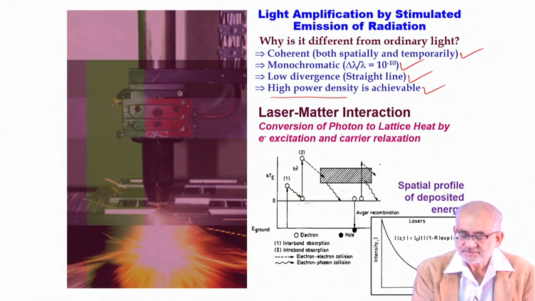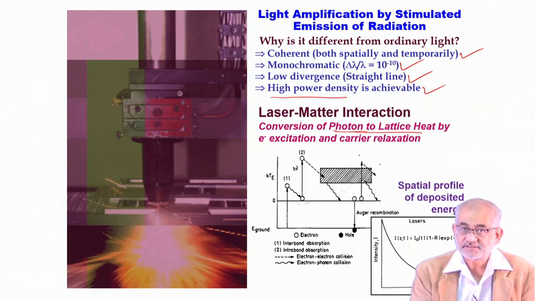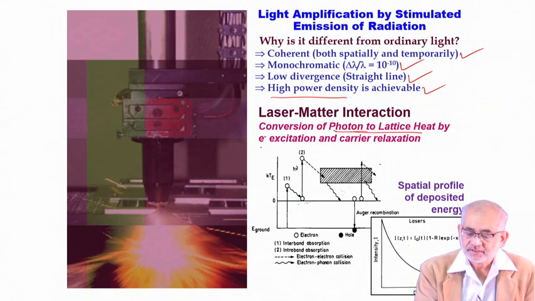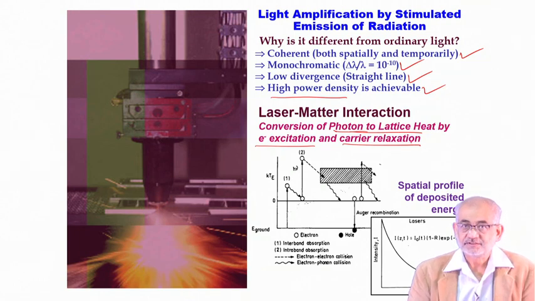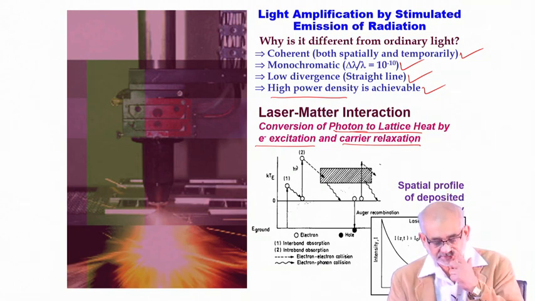So the conversion of the incident photon, the packet of light energy, to lattice heat. Photon to lattice heat is an instantaneous process, less than a nanosecond, through electronic excitation and carrier relaxation. So there is very fast excitation of electrons to a higher energy state, followed by rapid falling back onto the ground state, and in the process the incident energy is converted into lattice heat.